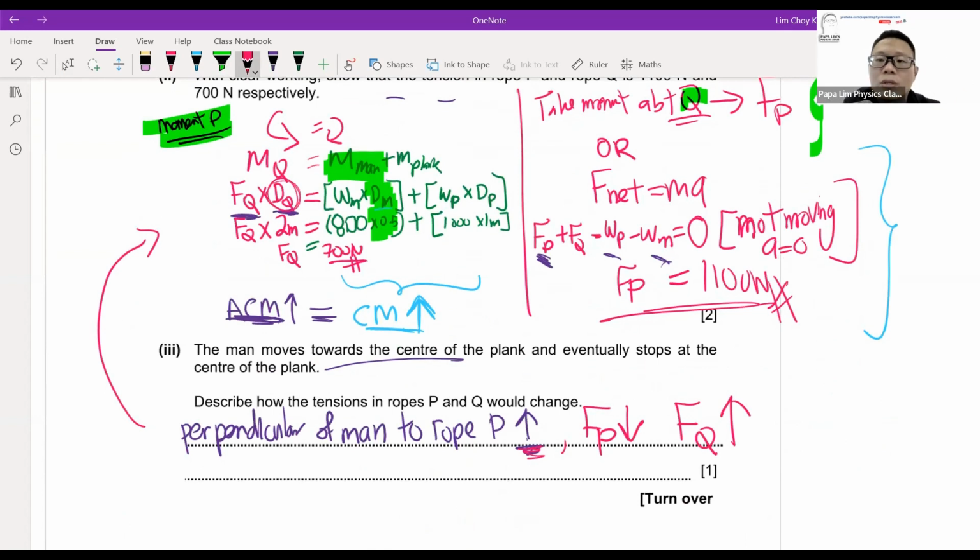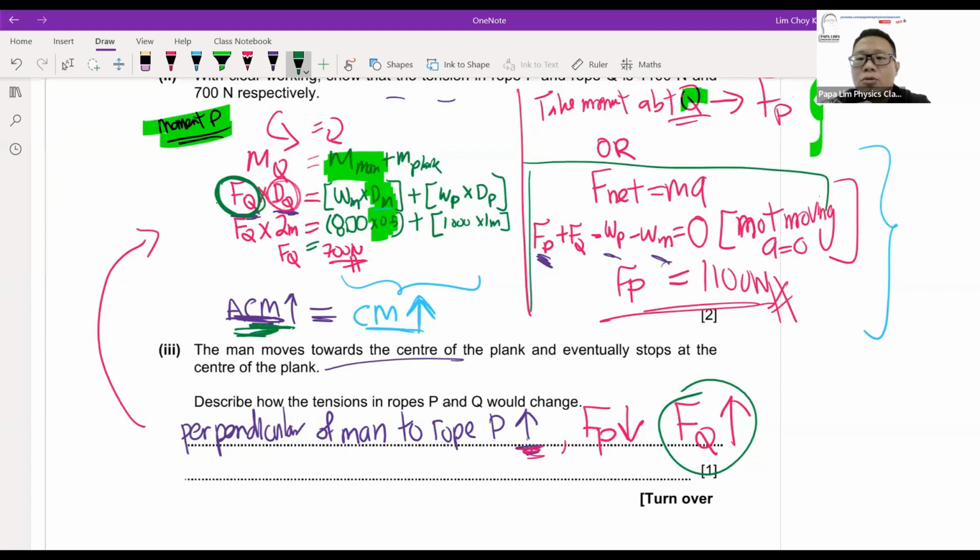But I need to increase my anti-clockwise moment. So if dq is fixed, the only way to increase my anti-clockwise moment is to increase my force Q. To maintain the anti-clockwise equal to clockwise moment, my FQ must increase, because by increasing FQ, I am able to increase my anti-clockwise moment and balance the clockwise moments. If you give the same treatment to Newton's law, you will be able to deduce that FP will be decreasing. So this is how I look at it mathematically.